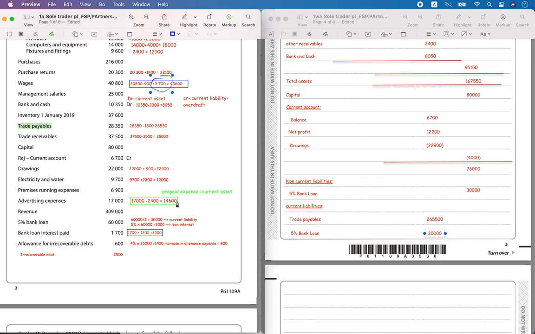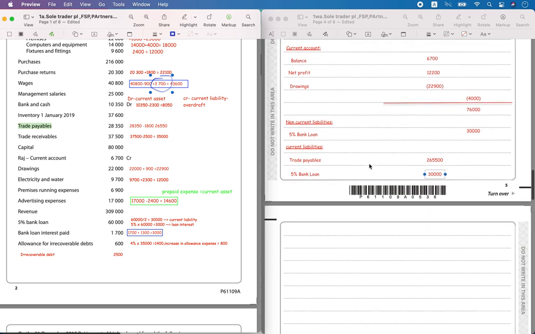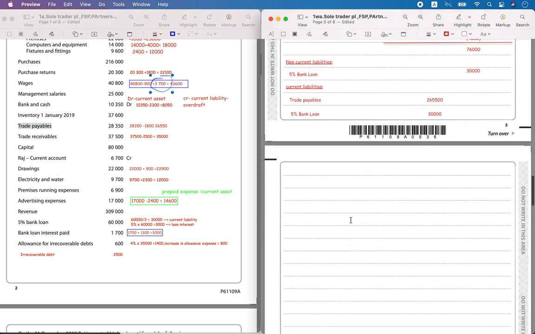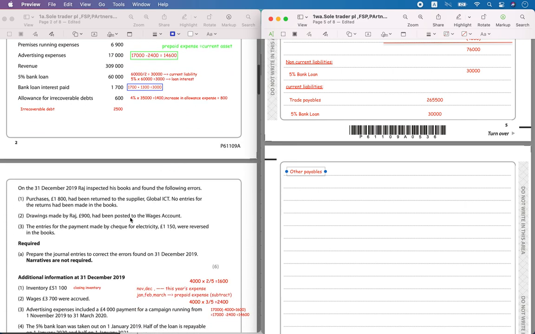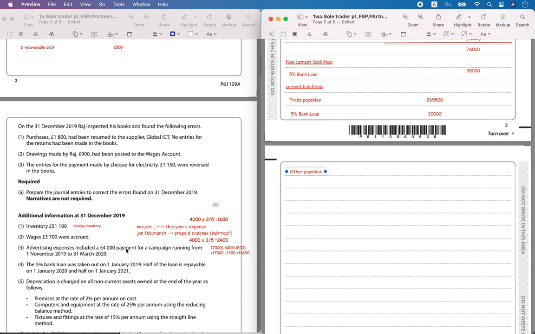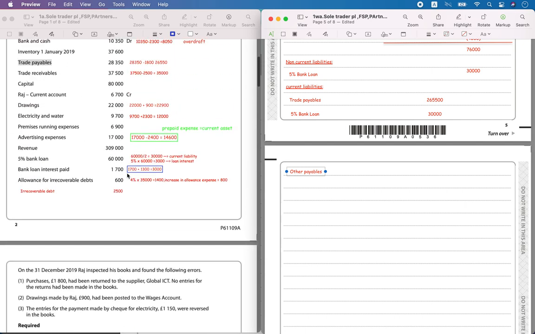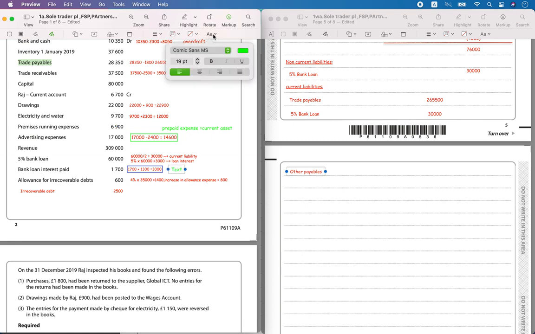So bank loan interest was still owed, an expense or accrued expense, so it becomes other payables. So 1,300 becomes other payables. And also the wages were accrued. So this was 3,700. That also becomes other payables. It's a current liability. I need to pay within this year.